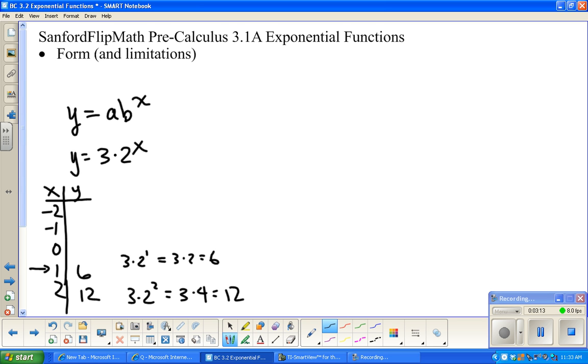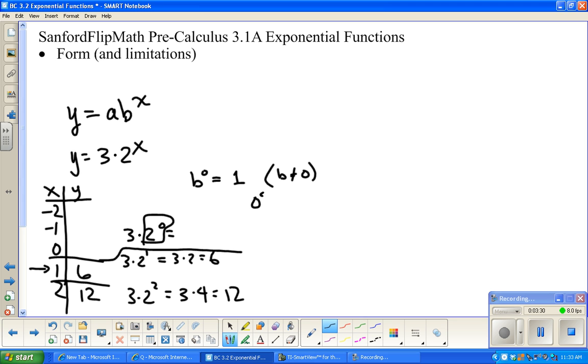What about 0? Well, 3 times 2 to the 0. Just a little reminder here that anything to the 0 power is 1, as long as the base is not equal to 0. 0 to the 0 is what's called indeterminate. It's kind of like undefined, though not exactly the same. So 3 times 2 to the 0 is 3 times 1, which is 3.